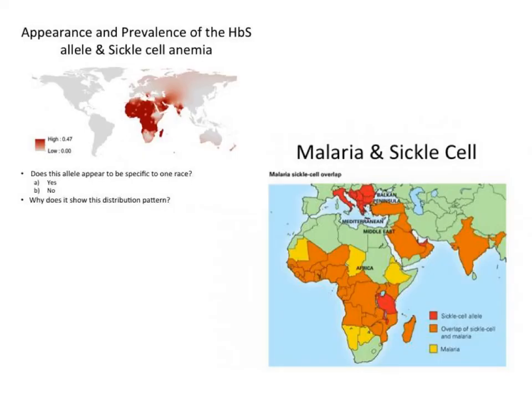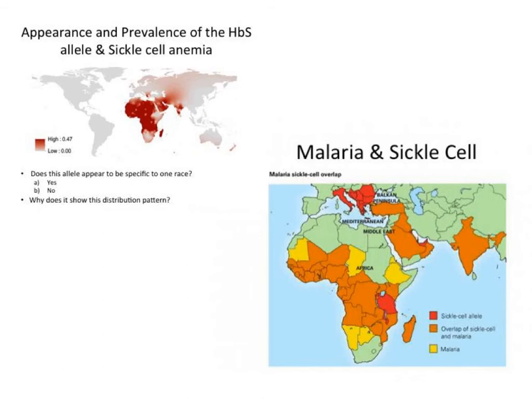These maps show the prevalence of the sickle cell allele hemoglobin S around the world, and then the regions in Africa, Europe, and the Middle East where sickle cell and malaria can be found overlapping. Here in this top map, it shows the sickle cell allele is very prevalent in Africa, but we can see that it is also found in Australia, Russia, New Zealand, Europe, and other countries. In this bottom map, it shows where sickle cell and malaria overlap.